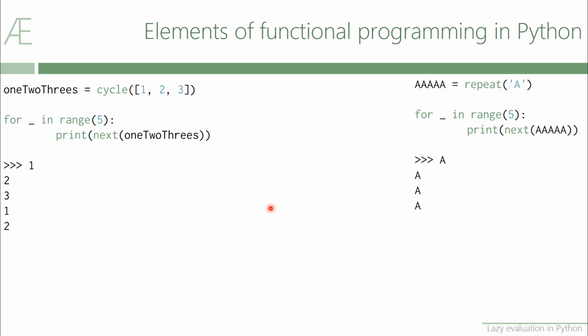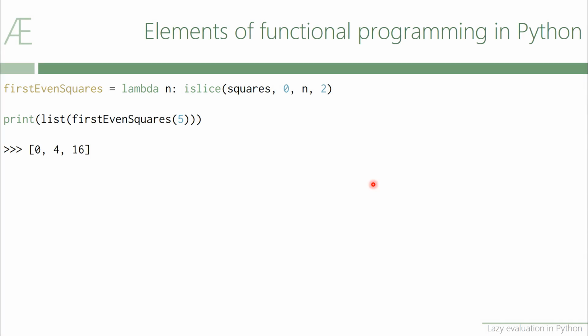Repeat takes one element and returns a generator that repeats this element infinitely. It's like a cycle for one element only. islice is a lazy version of list slicing. It works pretty much the same except it's a function, it works on any iterable, and it returns an iterator.